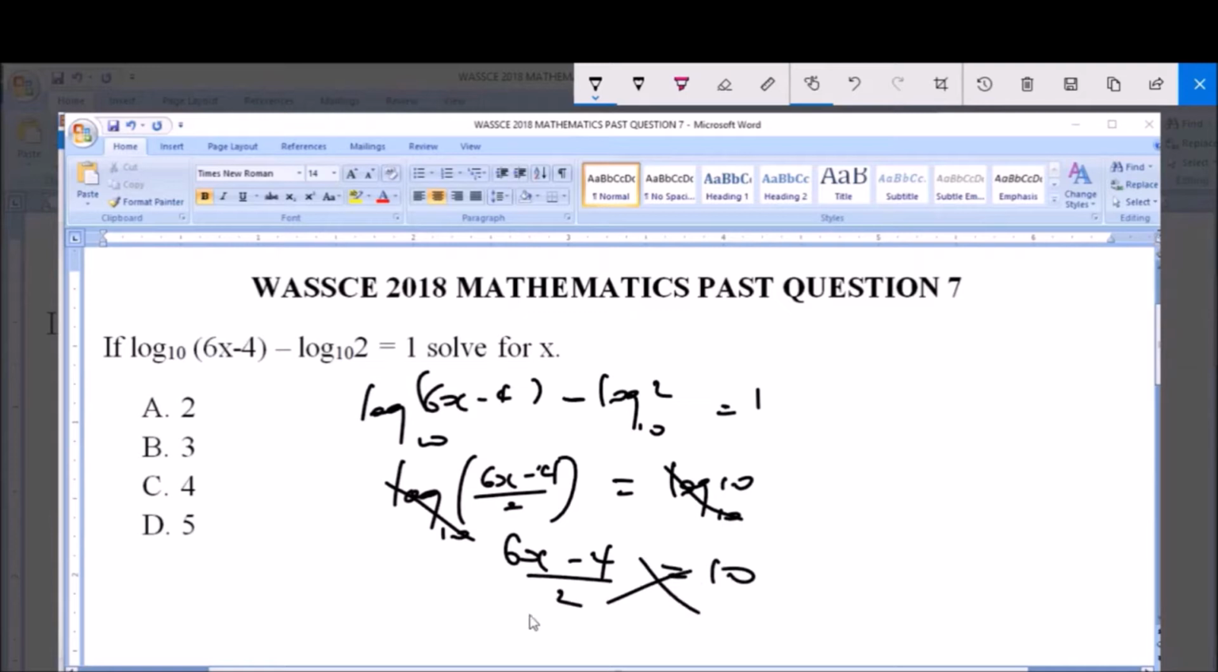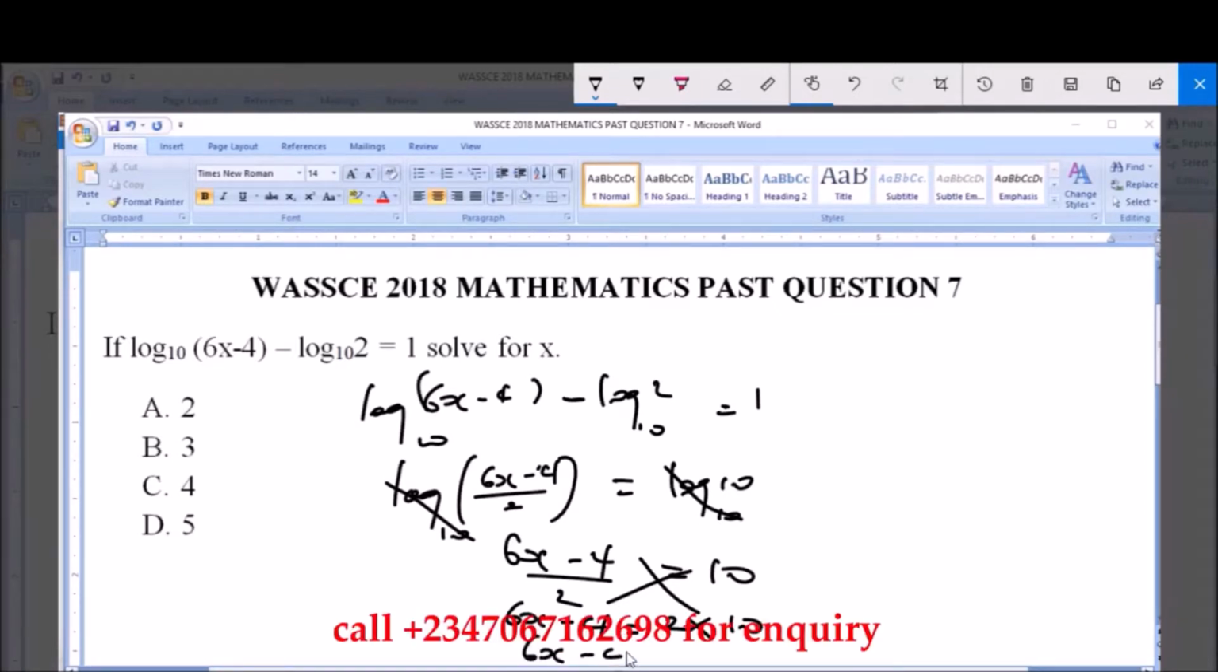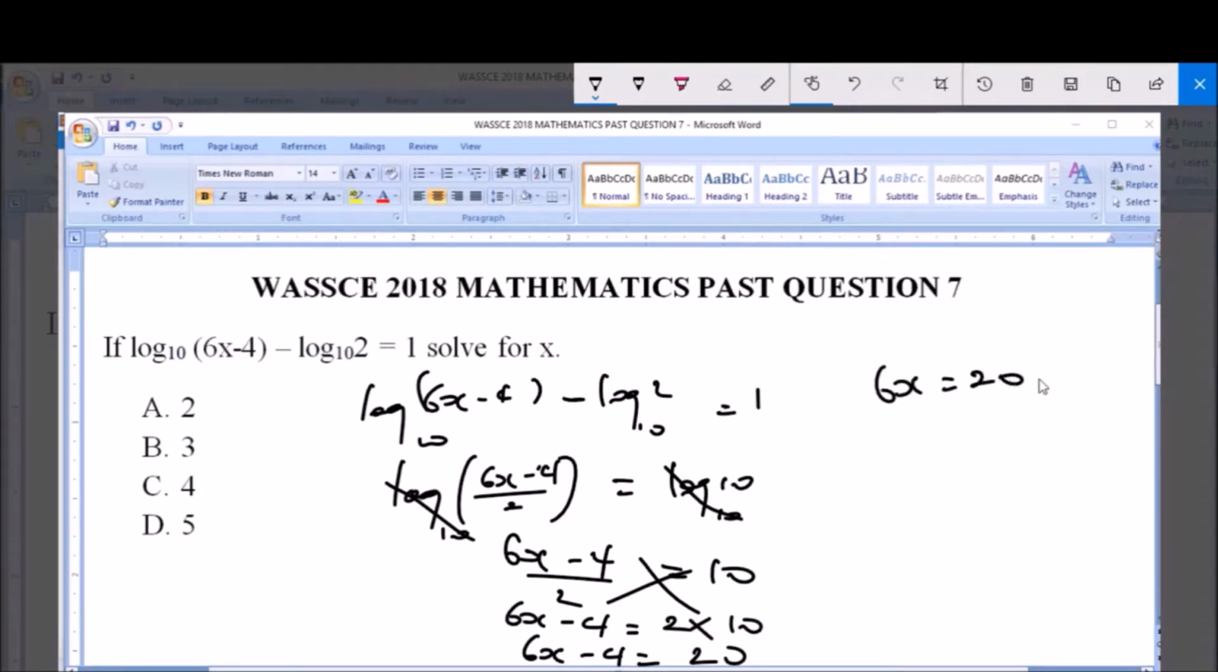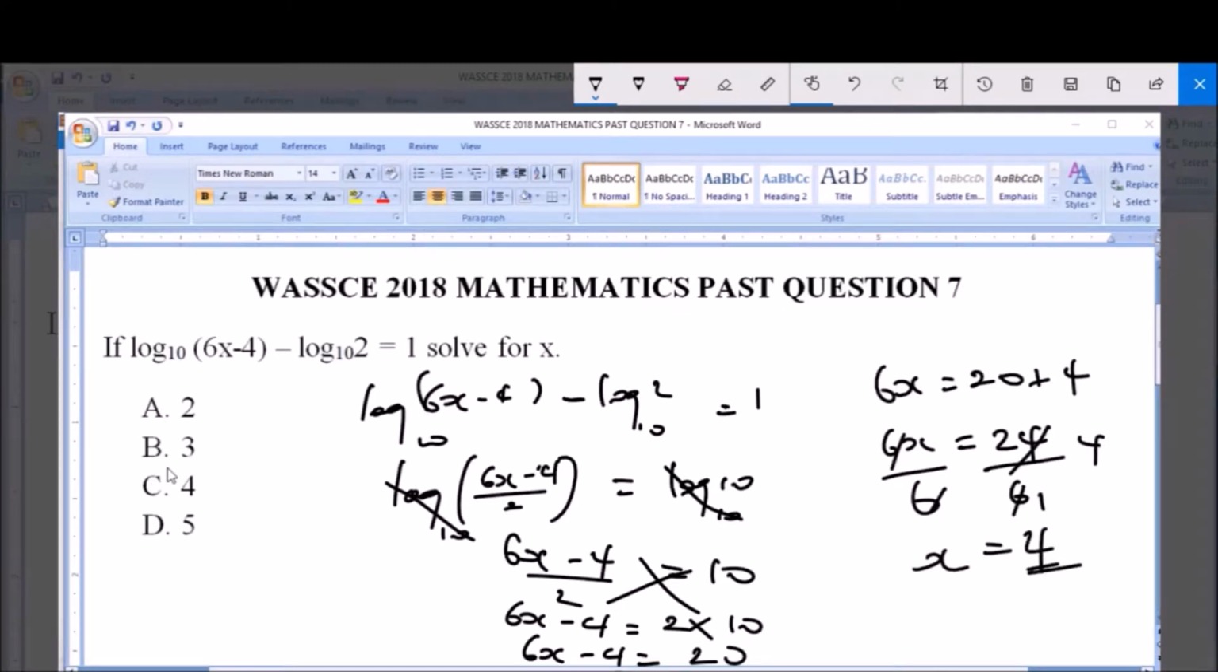Now when you cross multiply, you have 6x minus 4 is equal to 2 multiplied by 10, so we have 6x minus 4 is equal to 20. From this we can say that 6x is equal to 20 plus 4, that is, taking the negative 4 to this side, it becomes positive 4. Now 6x is equal to 24. Dividing both sides by the coefficient of x, which is 6, we cancel 6, liberating x, and 24 divided by 6 gives us 4. So x is equal to 4, and that is option C.